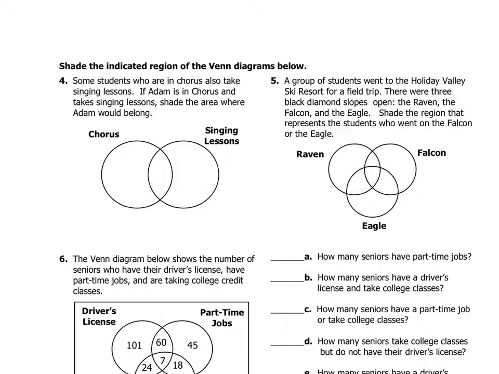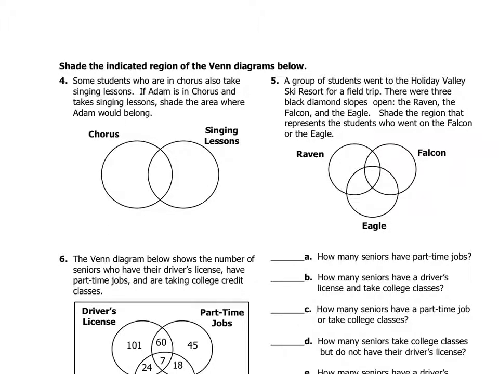Down below here, number 4 and 5, we have a couple Venn diagrams. Number 4 says some students who are in the chorus also take singing lessons. If Adam is in chorus and taking singing lessons, shade the area where Adam would belong. So Adam is in chorus and singing lessons. He's in both. Shade that area.